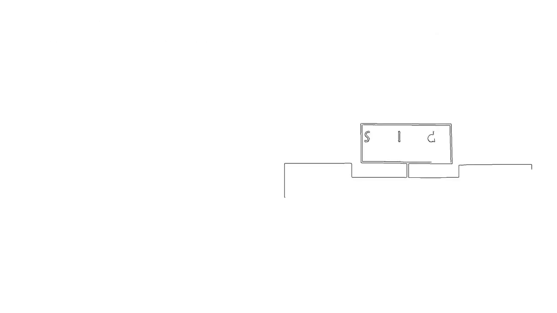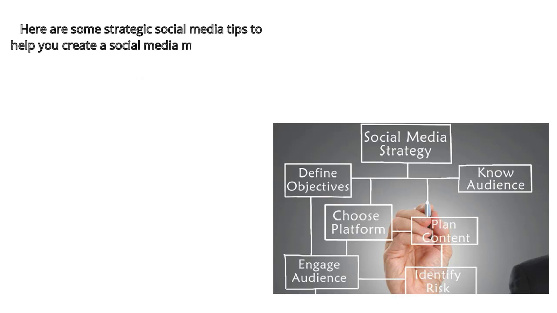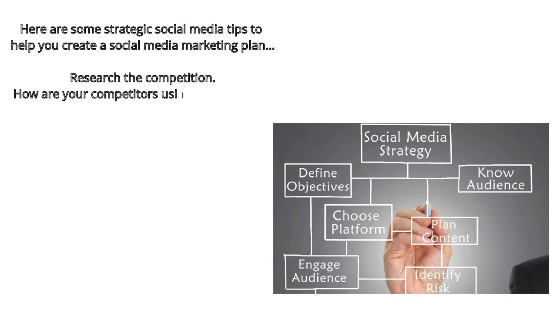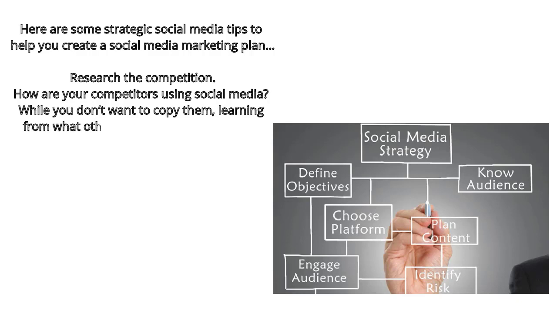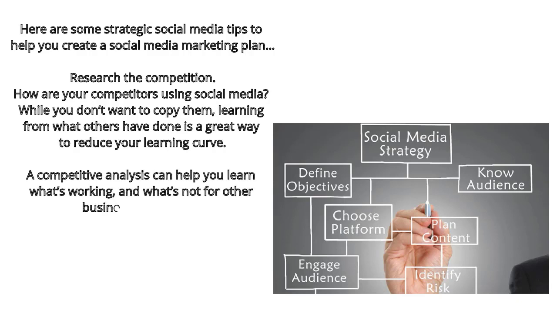Here are some strategic social media tips to help you create a social media marketing plan. Research the competition. How are your competitors using social media? While you don't want to copy them, learning from what others have done is a great way to reduce your learning curve. A competitive analysis can help you learn what's working and what's not for other businesses like yours.